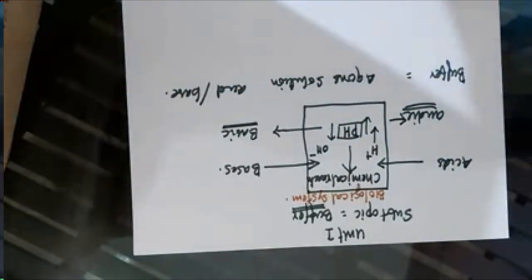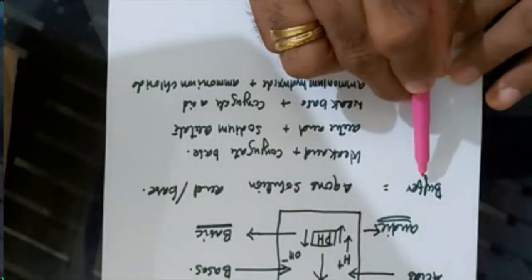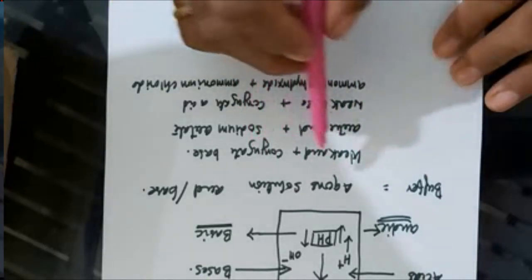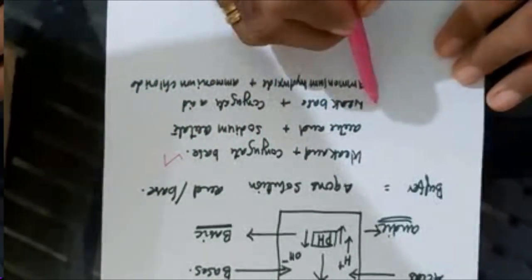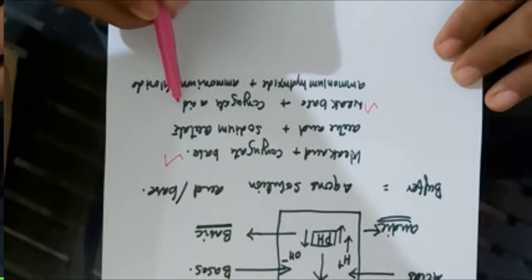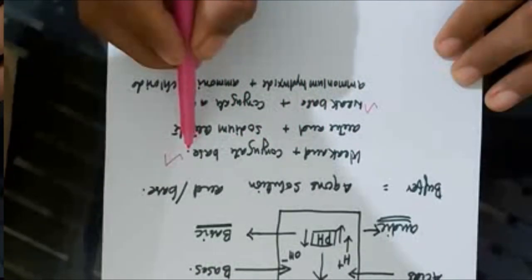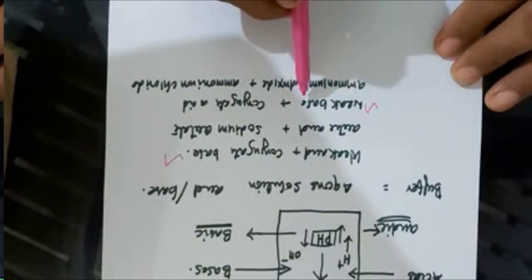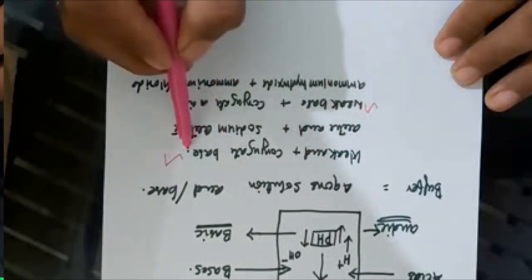Now how does it do that? So what is a buffer? A buffer consists of a weak acid and its conjugate base, or a weak base and its conjugate acid. So there are two things in a buffer. Either it's a combination of a weak acid and its conjugate base, or it contains a weak base and its conjugate acid.